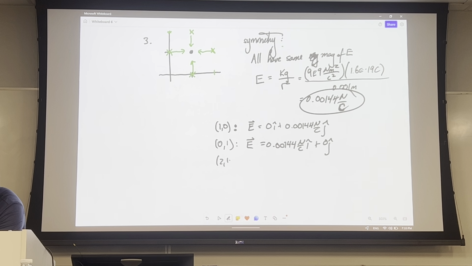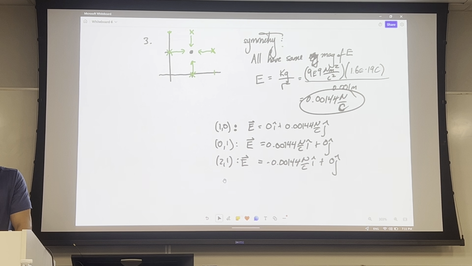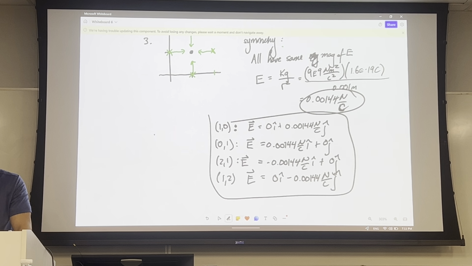At (2, 1), the electric field, that will be over here, is pointing in the negative x direction, so it is negative 0.00144 newtons per coulomb i plus 0 j. And at (1, 2), you're all the way up here. The electric field is pointing straight down, so negative y direction, so this is 0 i minus 0.00144 newtons per coulomb in the j, and that would be the final solution.